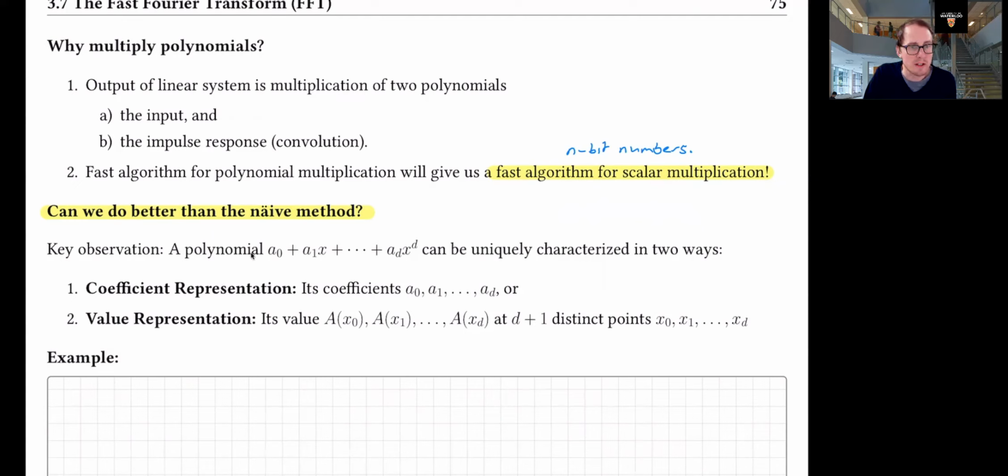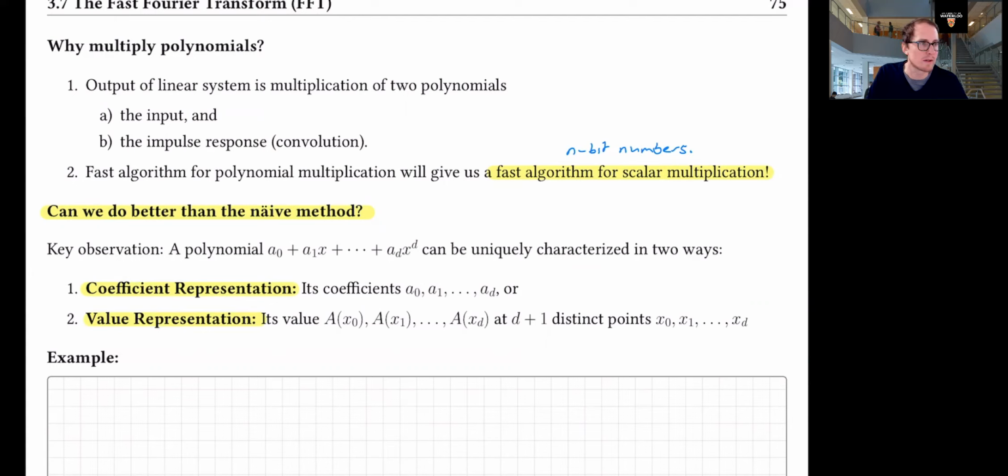And the key observation is that if I have a degree d polynomial, we can characterize it in two ways. The first is in terms of its coefficients, a0 through ad, and the other is in terms of values, which we call its value representation. And that just has to be its value at d plus 1 distinct points.